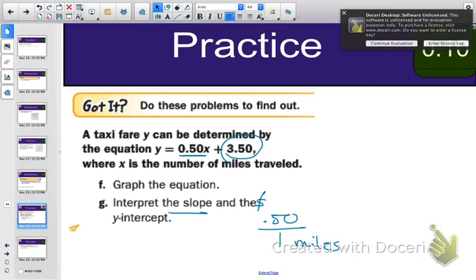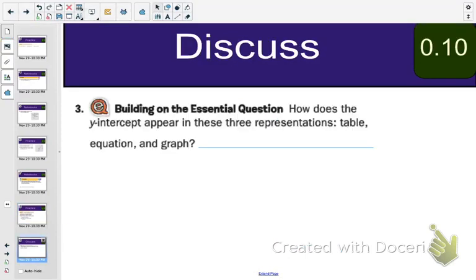All right. And then the last one, discuss. So we're going to discuss how does the y-intercept appear in a table, an equation, and a graph. I don't know if you've seen this for a minute or if it just popped up, but how does your y-intercept appear in all 3 of these representations, a table, a graph, and an equation? So obviously the graph, we've done that already.